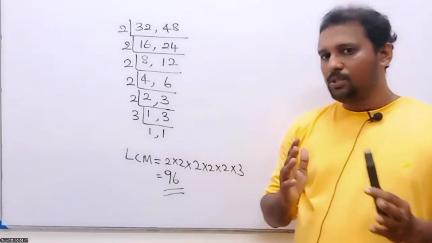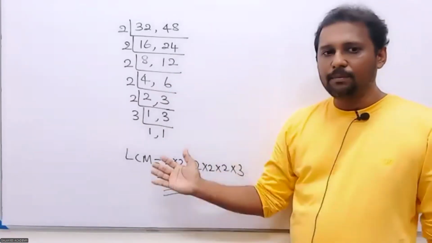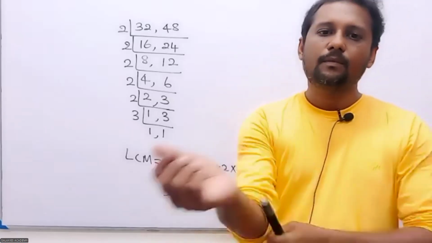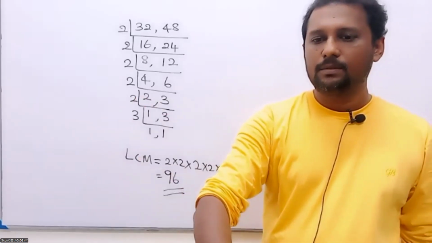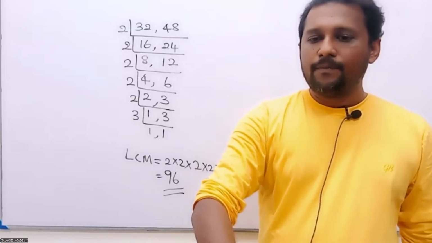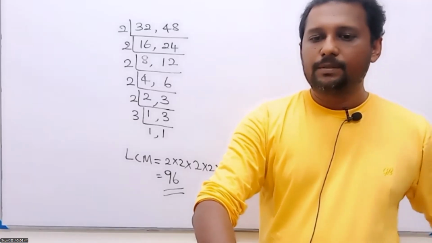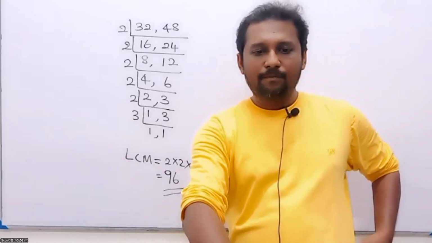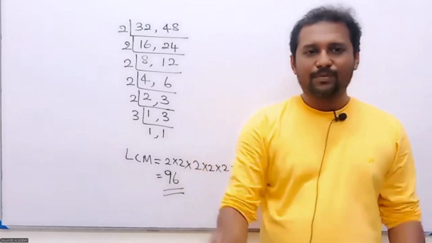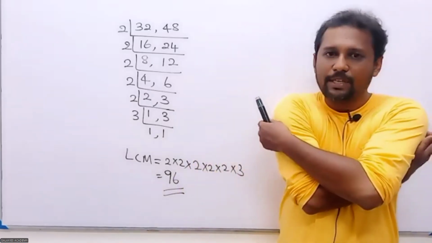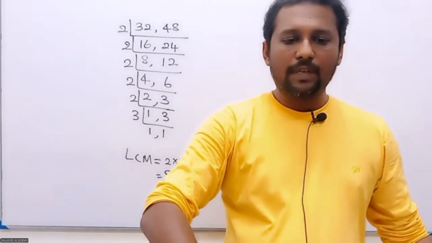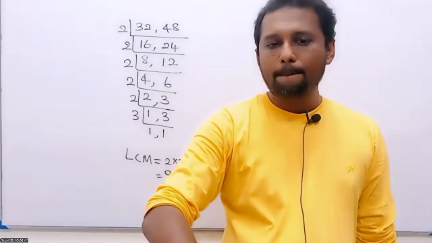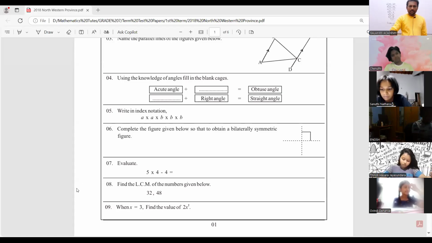There are two methods you can use. I use the division method to find the LCM. Right, then let's go to the next question. Quickly arrange this time, okay? Right, because more questions we can discuss if you do quickly. Right, let's go to number 9.